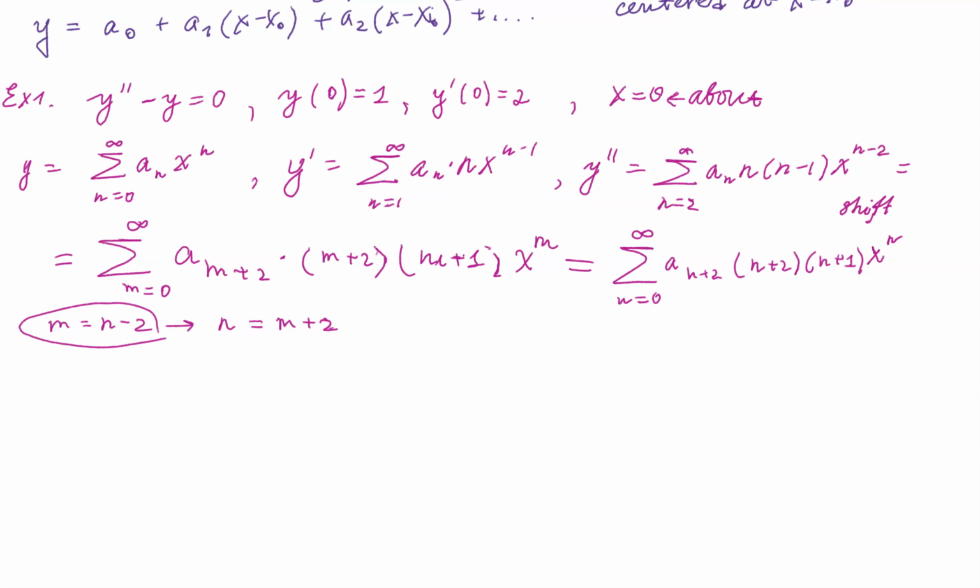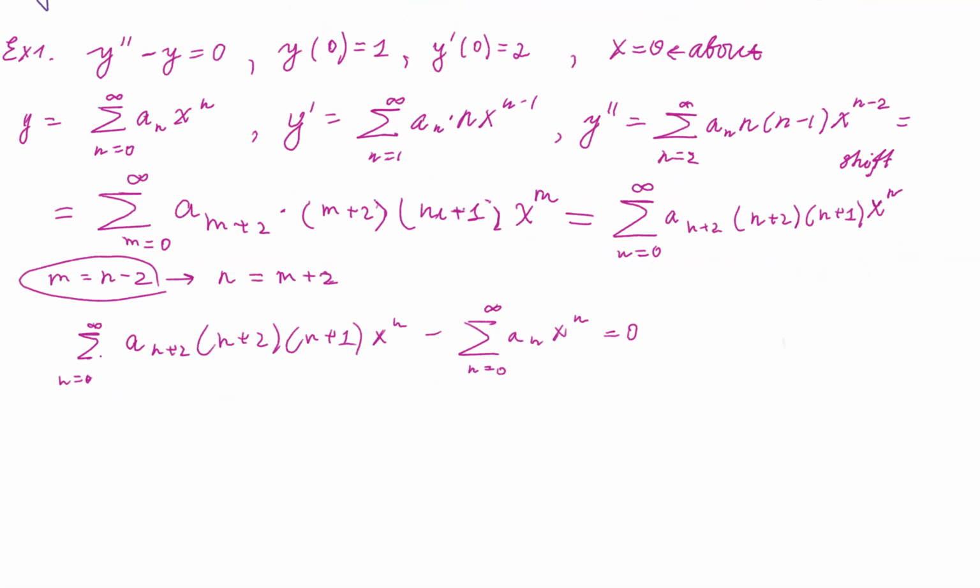So this is x actually. When I'm touching my screen, my pen does not work. Okay, now I'm going to plug in this expression and this expression into the equation. So my second derivative is going to be the sum of a_(n+2)(n+2)(n+1)x^n minus, and my function is a_n x to the power of n, and n goes from 0 to infinity here, and here n goes from 0 to infinity, equals 0.